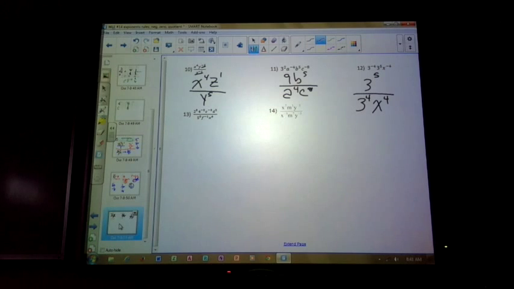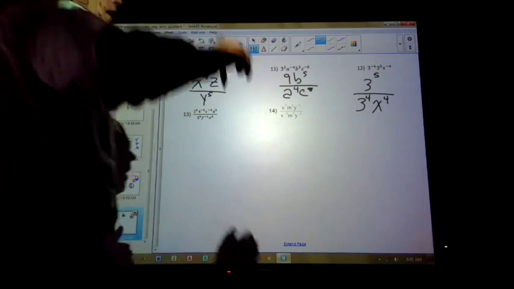3 to the 5th is like 3, 3, 3, 3, and 3 being multiplied together. Still with me? 3 to the 4th is the same thing as 3, 3, 3, 3 being multiplied together. So let's have this almost as a little game, a tug of war between the top and the bottom. The top has 3 to the 5th. The bottom has 3 to the 4th. Who do you think is going to win, the top or the bottom? Top. By how many? 1. So 3 to the 1st is going to win.